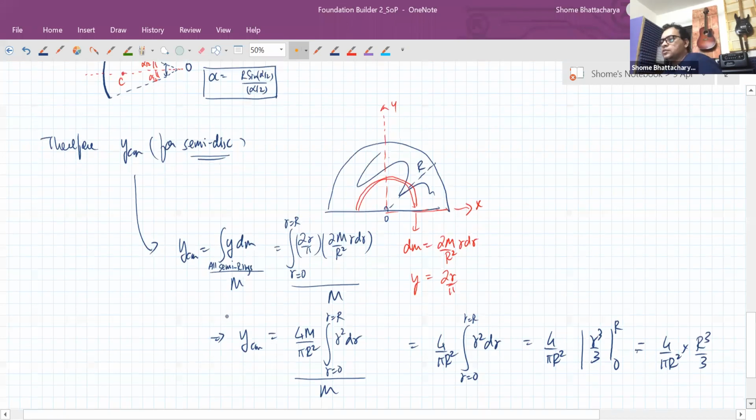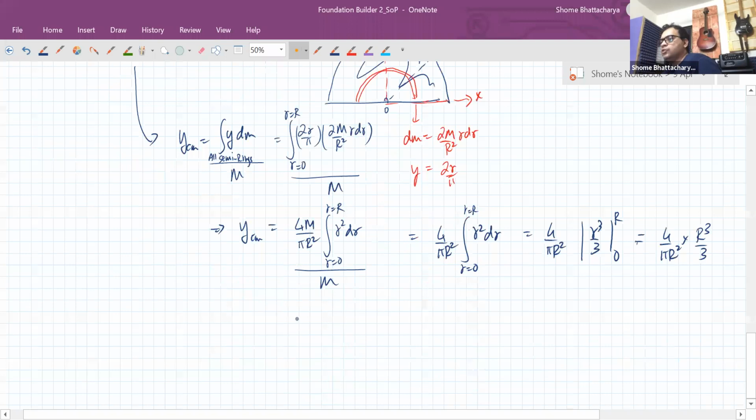And yeah, Norman, to answer your question, all these standard formulae like center of mass of semi-ring, semi-disk, we have to memorize these. I will give you a list of the formulae which you have to memorize at the end. So this is 4r by 3 pi. Okay. This is the semi-disk center of mass position.